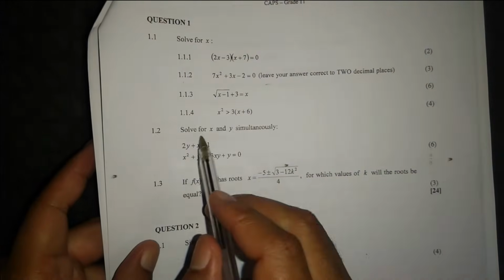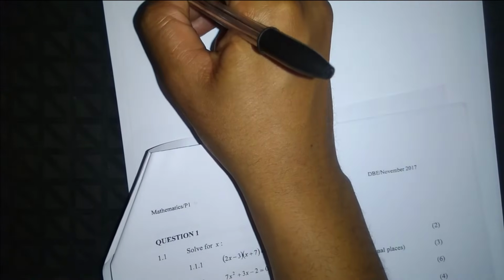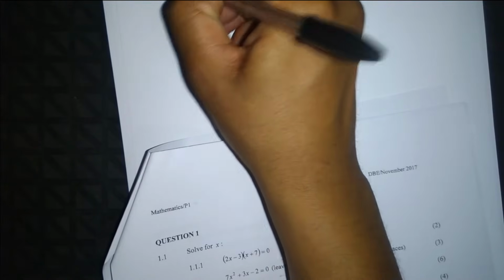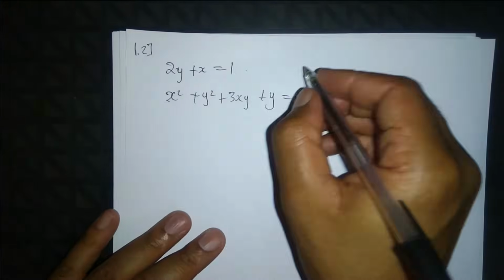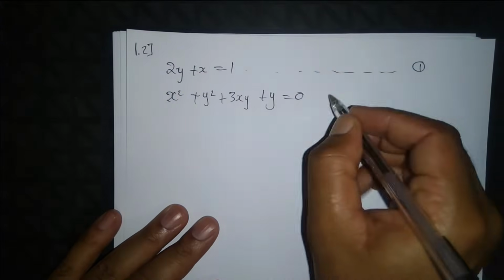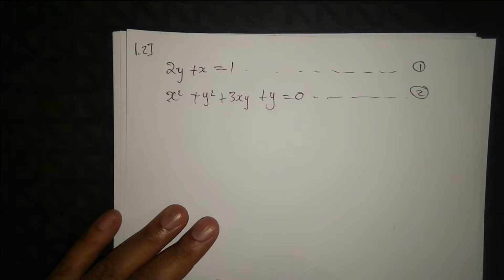page. So 1.2, solve for x and y. This is a simultaneous equation. 1.2, it's 2y plus x is equal to 1, x squared plus y squared plus 3xy plus y is equal to 0. Let's double check. x squared plus y squared plus 3xy plus y, okay, good. Now, a nice simultaneous equation. 1.2, equation 1 and equation 2, right?